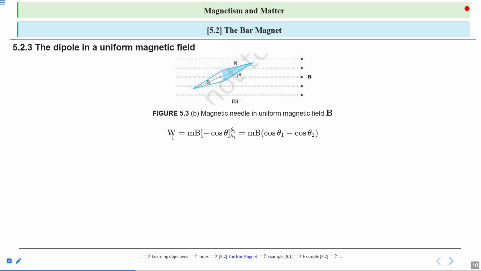Okay, so work will be equal to mB minus cos theta, with limits from theta 1 to theta 2. Integration: mB is constant, so it will come out of the integration. The integration of sine theta is minus cos theta. So it will result in minus cos theta, from theta 1 to theta 2. After putting in the limits, it will result in minus cos theta 2 plus cos theta 1. After rearranging, it will become mB (cos theta 1 minus cos theta 2). Got it?